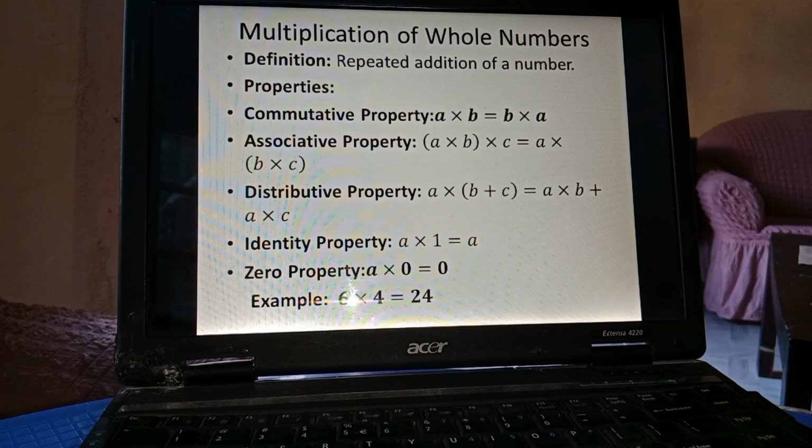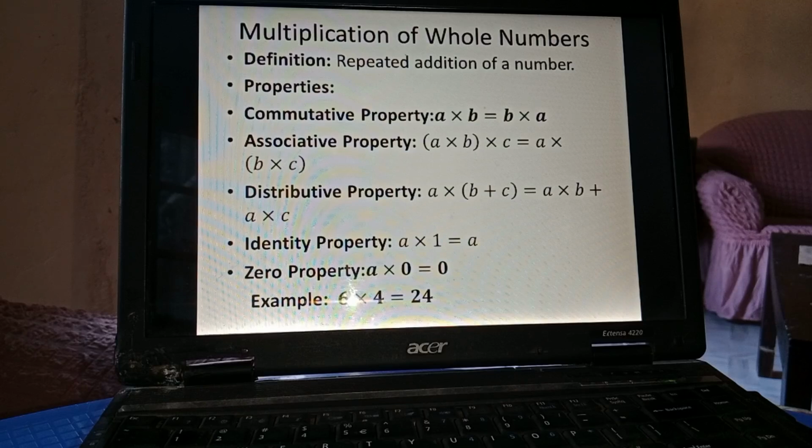Zero property. A times 0 is 0. Any number multiplied by 0 gives 0. 1 million times 0 is 0. 1,000 times 0 is 0. 100 times 0 is 0. 10 times 0 is 0. 1 times 0 is 0.